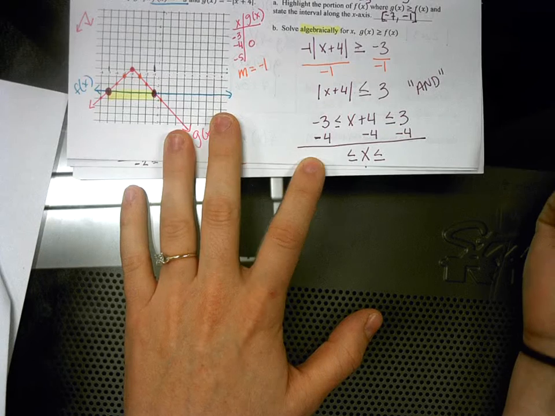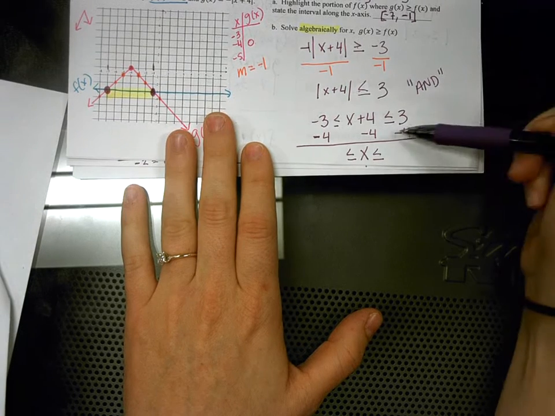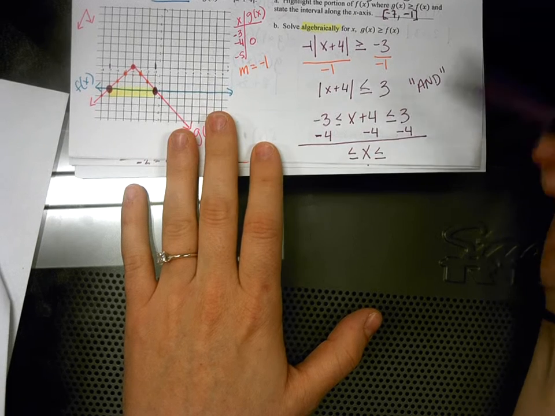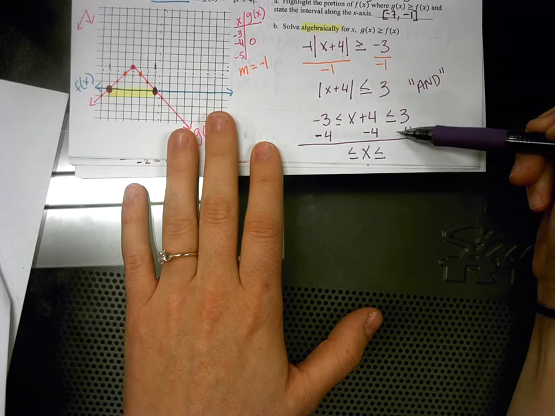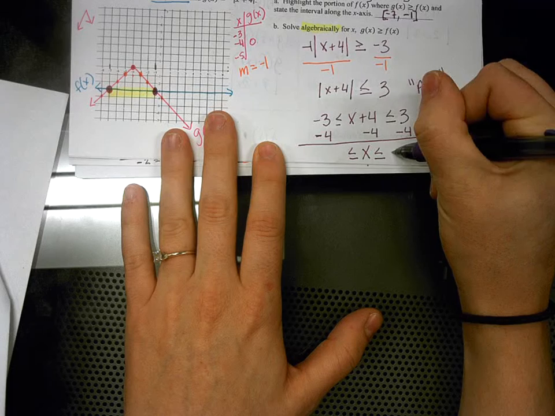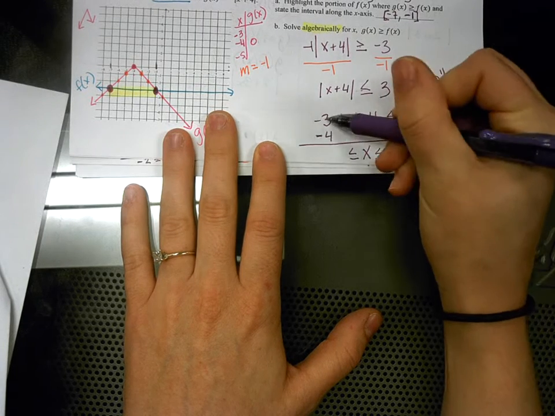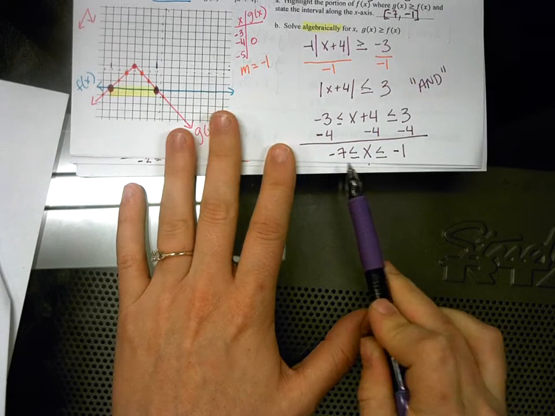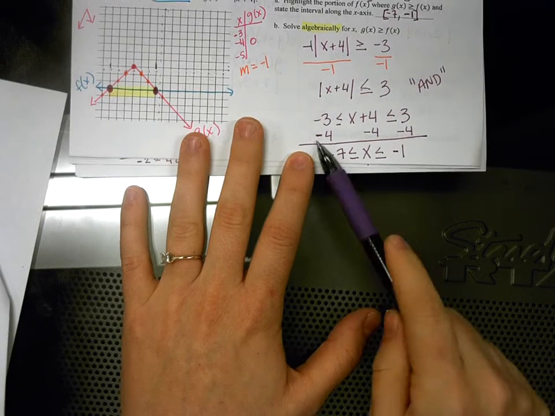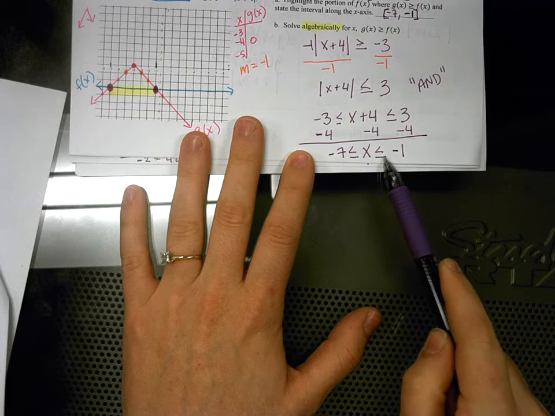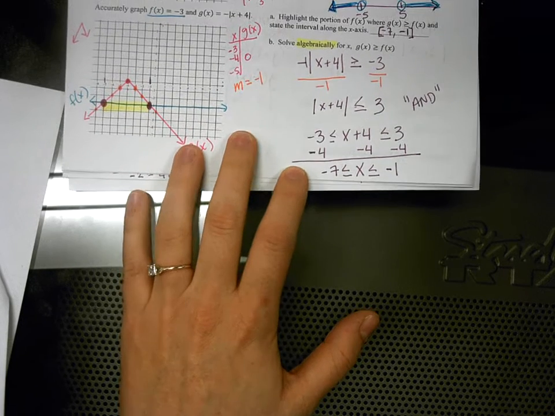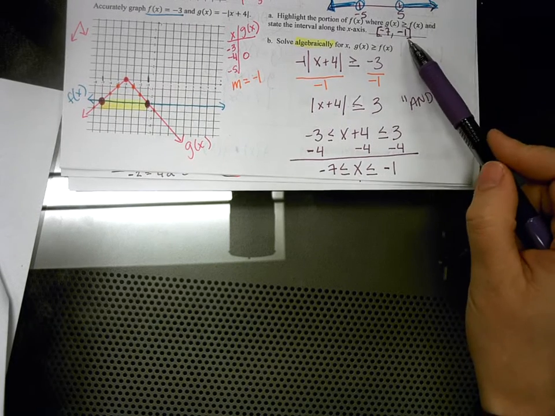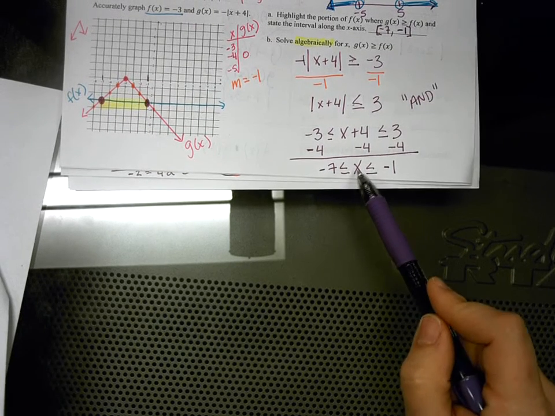Alright. When you subtract, does your sign flip? No, only when you multiply or divide by a negative. So, what is 3 minus 4? Negative 1. And what is negative 3 minus 4? Negative 7. So your answer is negative 7 is less than or equal to x, which is less than or equal to negative 1. Let's look at our interval. Do you see how it goes from negative 7 to negative 1? That's what this means. X is between negative 7 and negative 1.